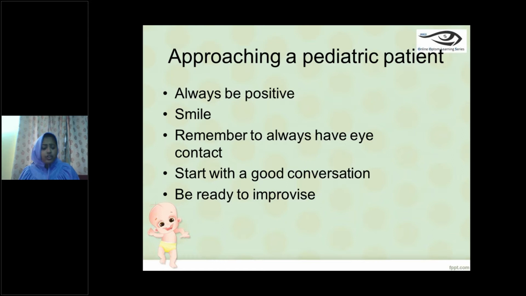Psychologically, we have to remember that the child is not ready for an examination. They are scared of the very name of a hospital. So what would we do when a normal patient would walk in? We would just introduce ourselves, greet them, and directly ask what problem they are having. But that is not the approach we take with a pediatric patient. We have to start with a good conversation.